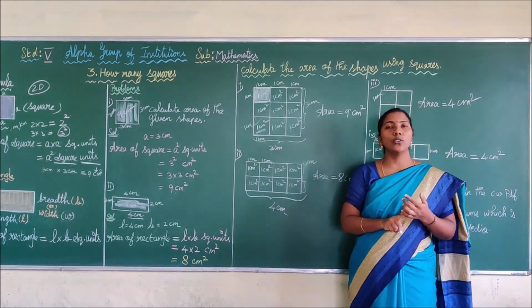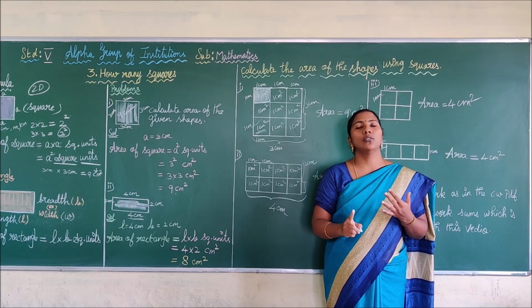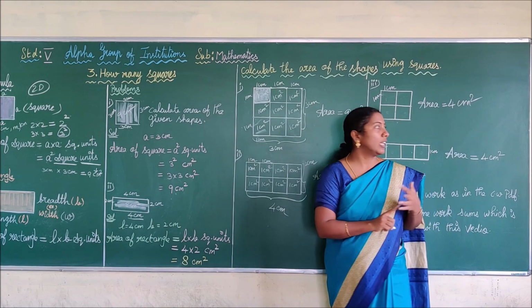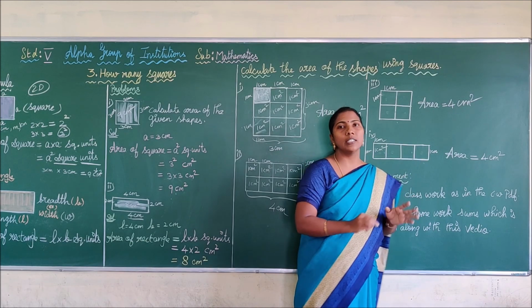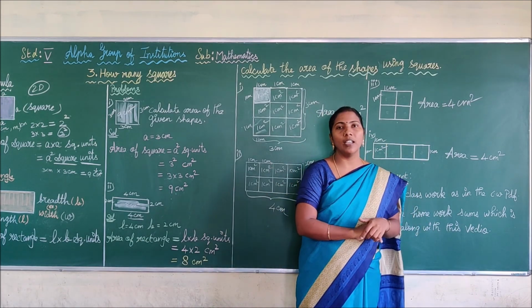You can know both the formula to find the area of a square and the formula for the area of a rectangle to calculate the area. Okay. Here we are using the squares to calculate the area. I hope you understand both the formula method and the square method to calculate the area.